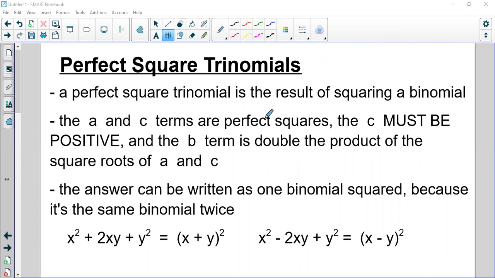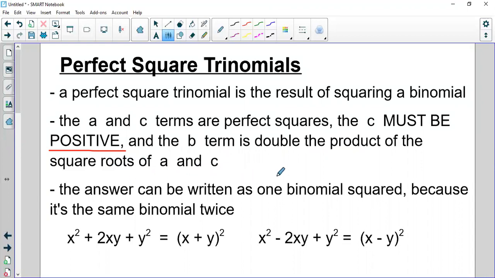There we go. The A term and the C term are both perfect squares. The C term must be a positive number. That's a really important fact. The C term must be a positive number. And the B term, it's going to get confusing for a second, is double the product of the square roots of A and C. It'll make sense when I show you.